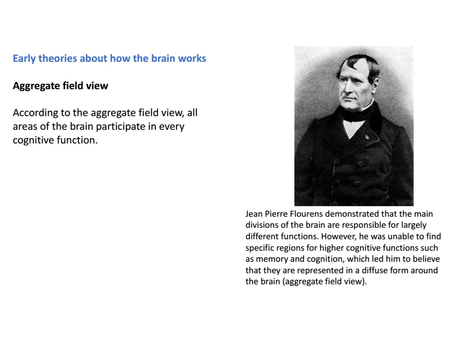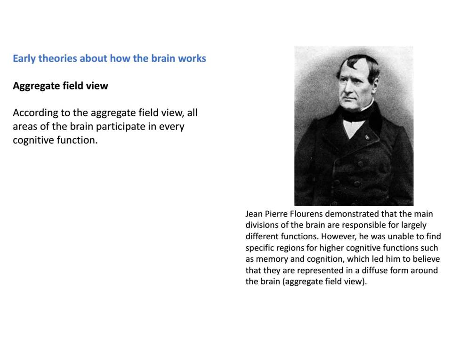So this idea came out of the work of Jean-Pierre Flourens. He was actually very instrumental and very important. What he did was he demonstrated that the main divisions of the brain are responsible for largely different functions. He found by doing studies on animals that different parts of the brain did have different functions. However, when he looked at things that are considered higher cognitive functions like memory and thought, he wasn't able to find any specific regions for those functions.